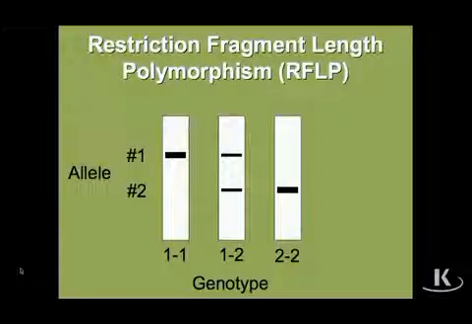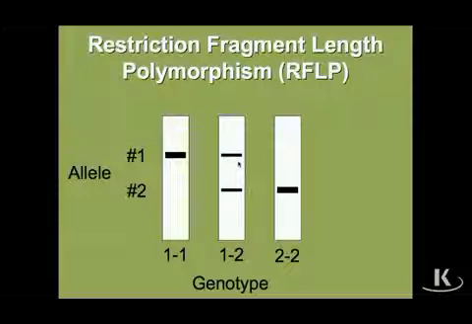Now, because we have pairs of chromosomes, each person has two copies of each gene, and so in the population, there will be people who have two copies of allele number 1. They are homozygous 1-1. We can determine who they are because they will only have one upper band on the Southern blot. And you might notice that this band is drawn thickly, because there are two copies of that band in these people. In the population, there will also be people who have one copy of each allele. They are heterozygous 1-2.